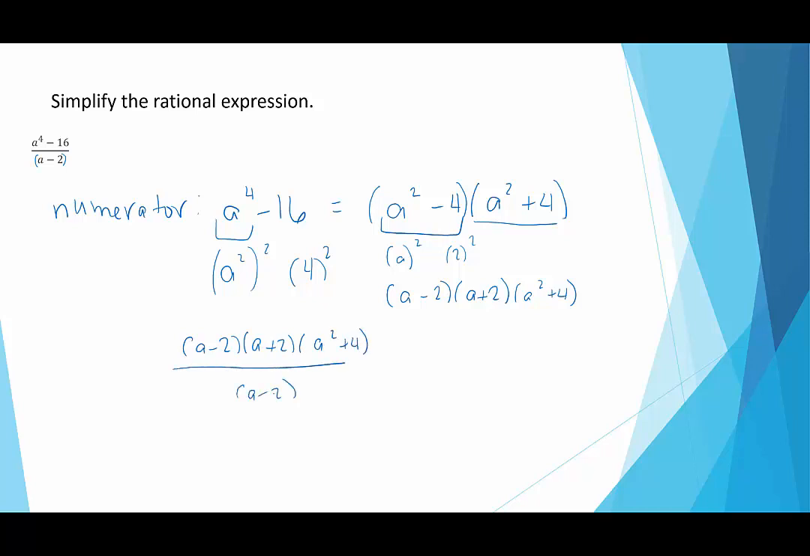So is there a factor of a minus 2 in the numerator? Yes, there is. We can cancel it out with the one in the denominator. Having just a denominator of 1, we can get rid of the denominator altogether, leaving us with a plus 2 times a squared plus 4 as our final answer.